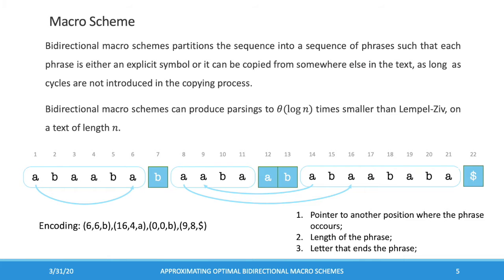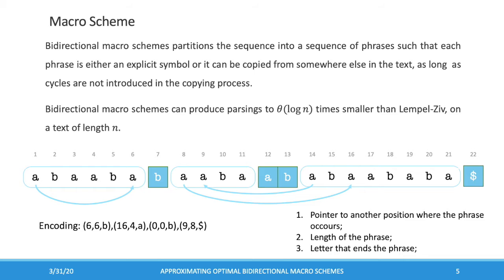In 1982, James Storer and Tomasz Szymanski presented a study with an exhaustive classification of macro schemes. In this study, they presented the bidirectional macro scheme that partitions the text into a sequence of phrases. Each phrase is either an explicit symbol or can be copied from somewhere else in the text, as long as cycles are not created in the copy process. The following example shows a valid scheme.